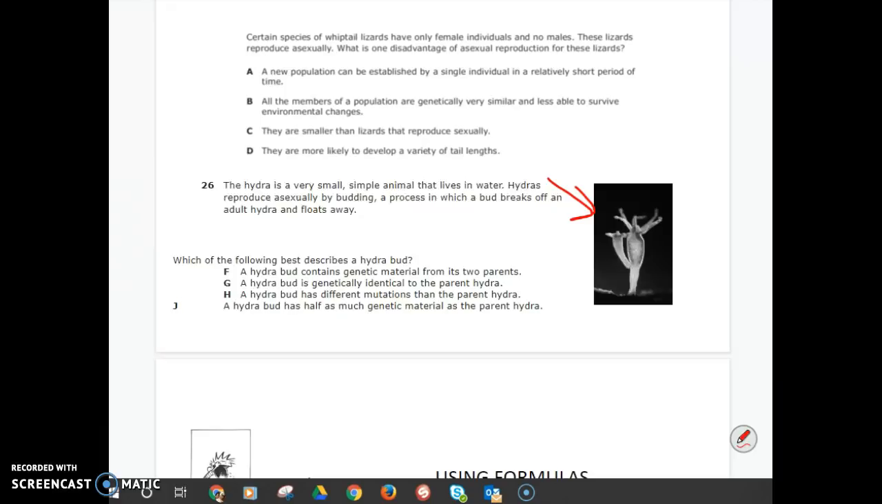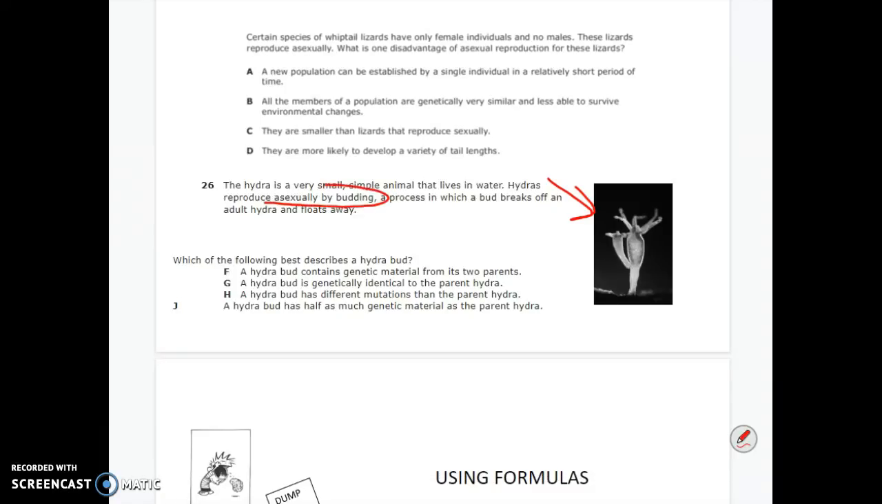They reproduce asexually by budding. Budding is a process by which a bud breaks off of an adult hydra and floats away. So in this picture, this is the parent, the adult, and this right here is the offspring. What happens is that some little growth literally grows off of it, and it grows a little bit at a time, a little bit more.